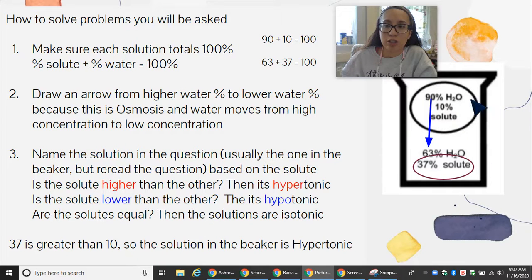So first, make sure that you have inside and outside the cell that your solute and solvent add up to 100. So 90, 10, 100, 63, 37, 100, and then draw an arrow where you think water will go. Remember, salt sucks. So you look at that 37%, you know that's where water is going to get sucked up to. And since the water is moving out of the cell, now you can tell what kind of environment the cell is placed in. Well, since it's shriveling up like a raisin, it's probably hypertonic.